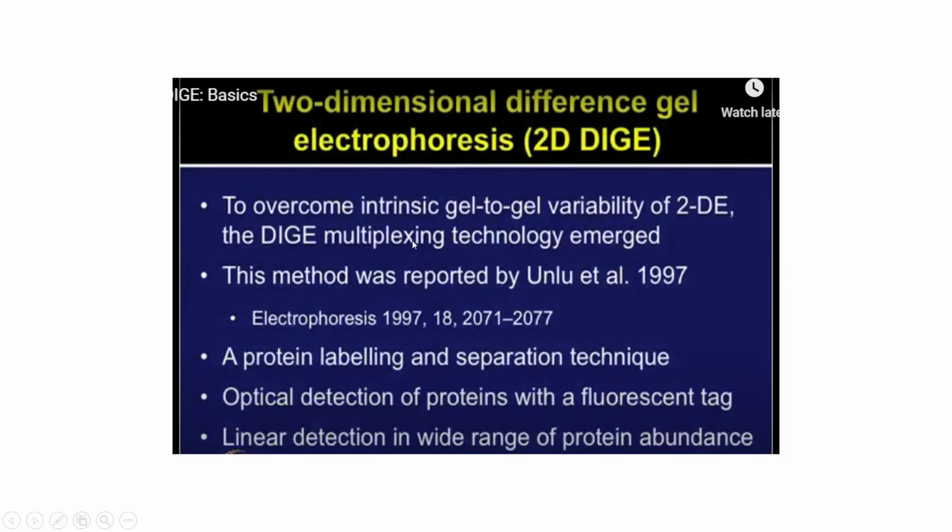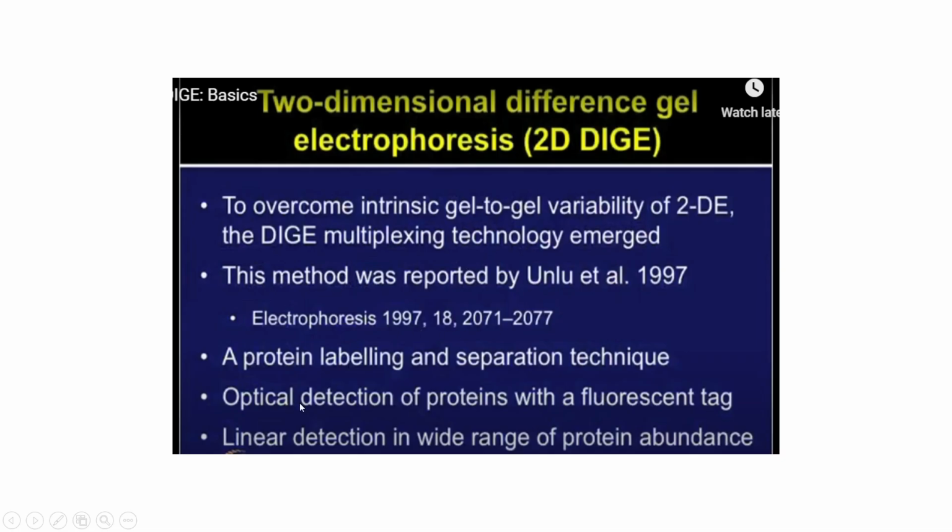So what DIGE is, I have already given you an overview, but who established this method, etc. It was basically developed to overcome the intrinsic gel to gel variability of two-dimensional gel electrophoresis. As I mentioned, if you are doing 2DE, then per sample you need to run one gel itself. There will be a possibility that one sample was run a little differently, or one sample analysis was not done similarly to the first one. So gel to gel variability can occur. In order to avoid that, DIGE is a multiplexing technology. All those samples can be pooled together and run in one go, and that's the major benefit of DIGE. This method was initially reported by Unlu in 1997. You can go through this specific paper as well. A protein labeling and separation technique.